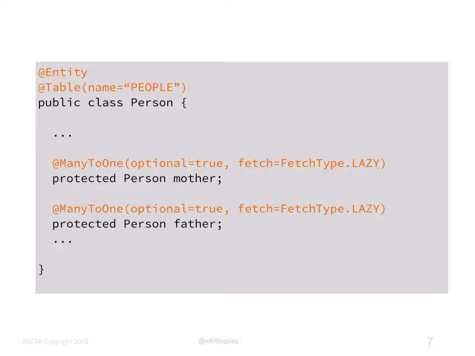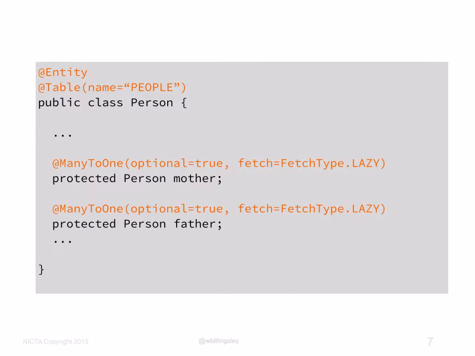In this case, we have protected Person mother. I have one mother. Protected Person father. I have one father. And so clearly in that case, it either has to be many-to-one or one-to-one. It's not one-to-many because it would need to be a list there. In this case, it's many-to-one. Although I have one mother, my mother happens to have more than one child. I have siblings. And so in this case, it's a many-to-one, and that annotation tells JPA to expect that.